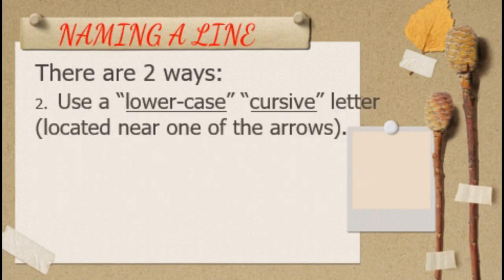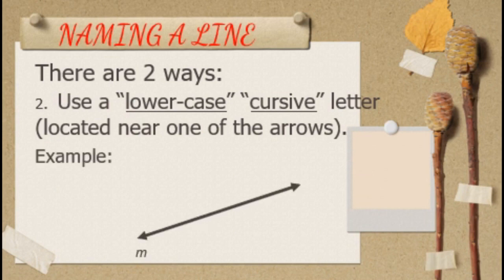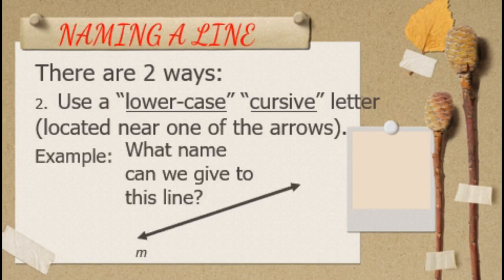Alright, we have our second way. Use a lowercase cursive letter located near one of the arrows. Example. So what name can we give to this line? Very good. So line M. So paano natin siya isusulat? Okay. So again, a small letter, and don't forget the line with 2 arrows on both ends.